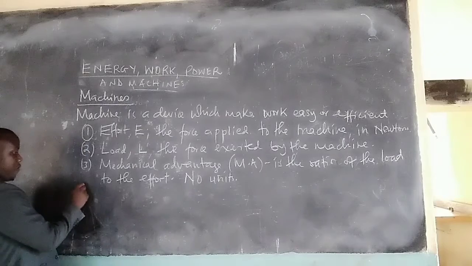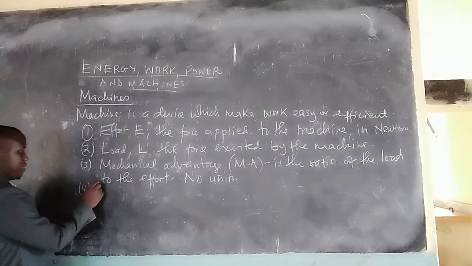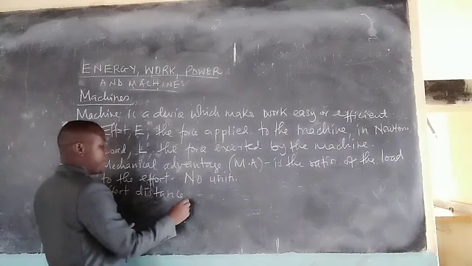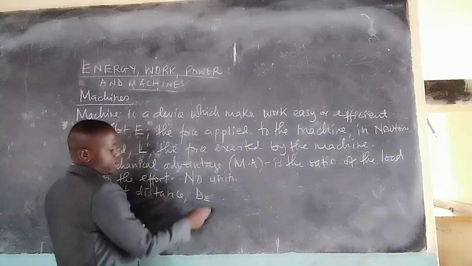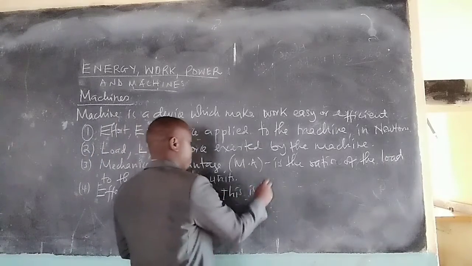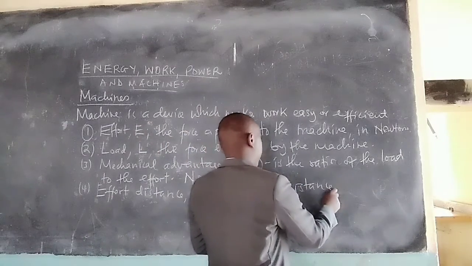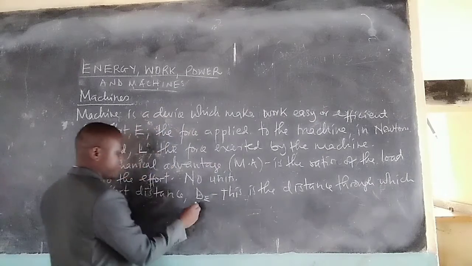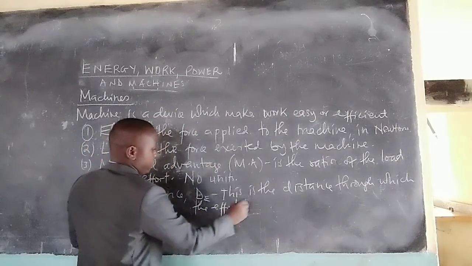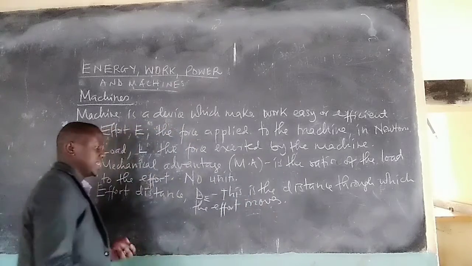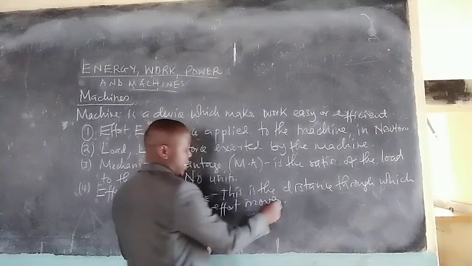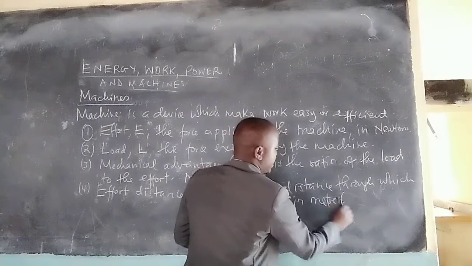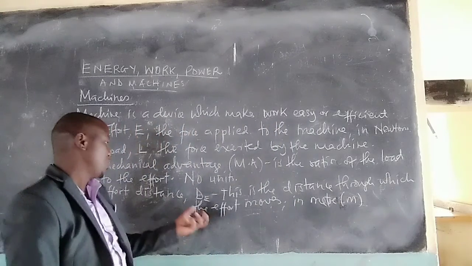Since there are two forces, we don't expect units. We can have what we call effort distance, abbreviated capital D subscript E. This is the distance through which the effort moves. So the effort you apply, the distance it goes through, we call effort distance, measured in meters, or small letter m. Therefore, meter is the SI unit of effort distance.